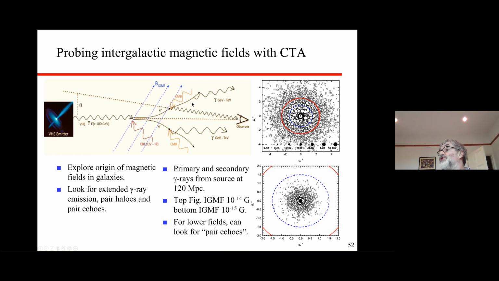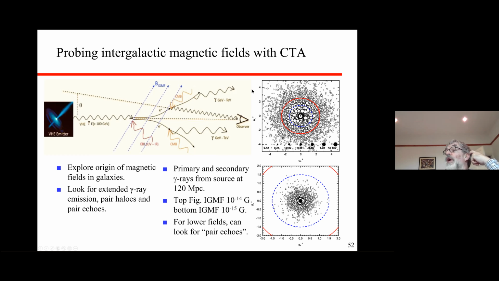So if you've got a strong intergalactic magnetic field, when you look at a remote source, you see the heart of the source here. These are the highest energy photons here, but you see a halo of lower energy photons surrounding the source because of this mechanism.